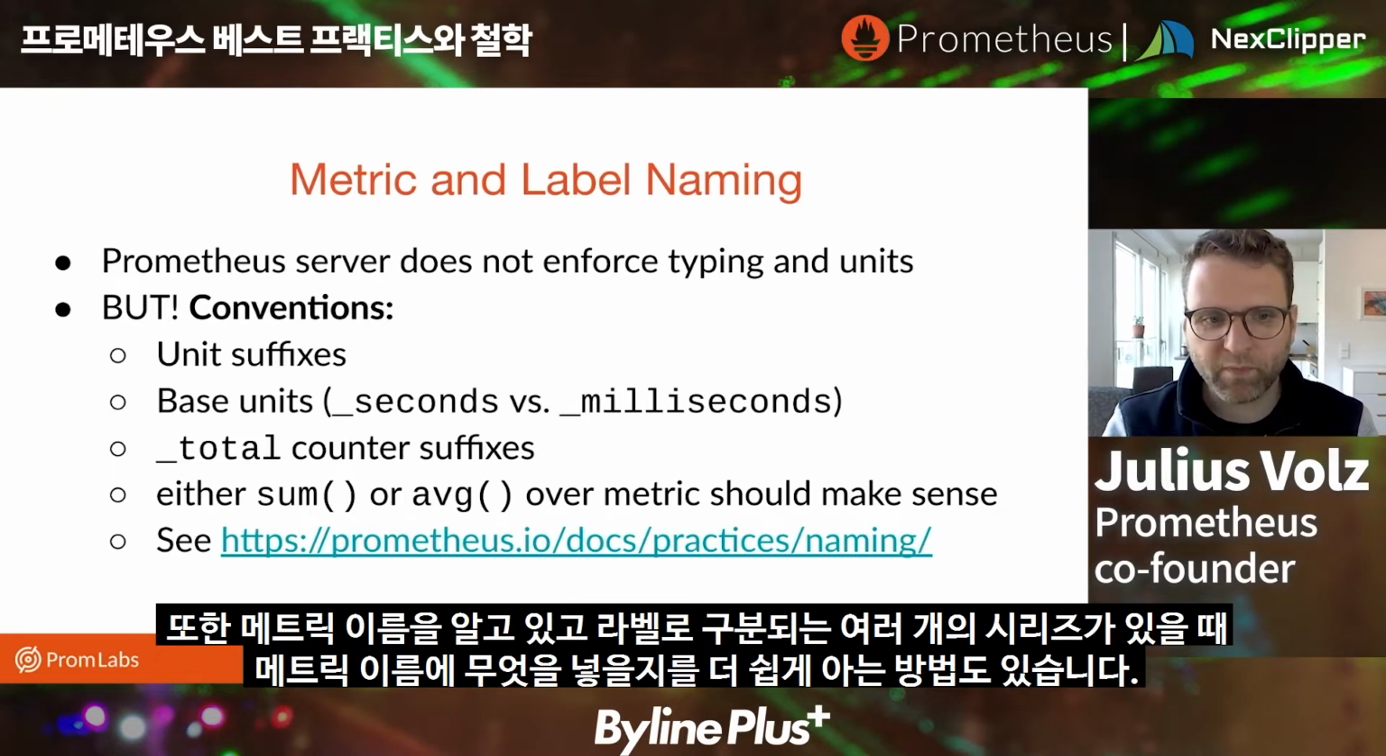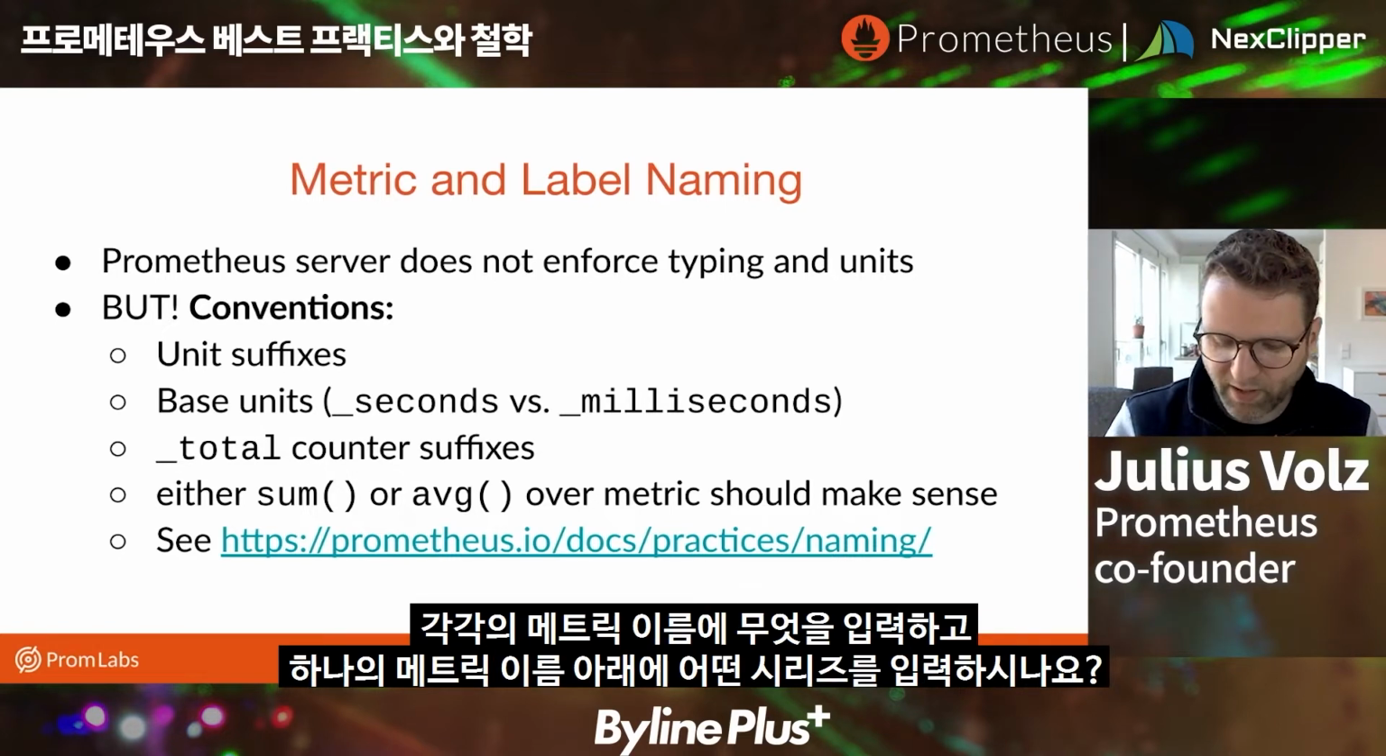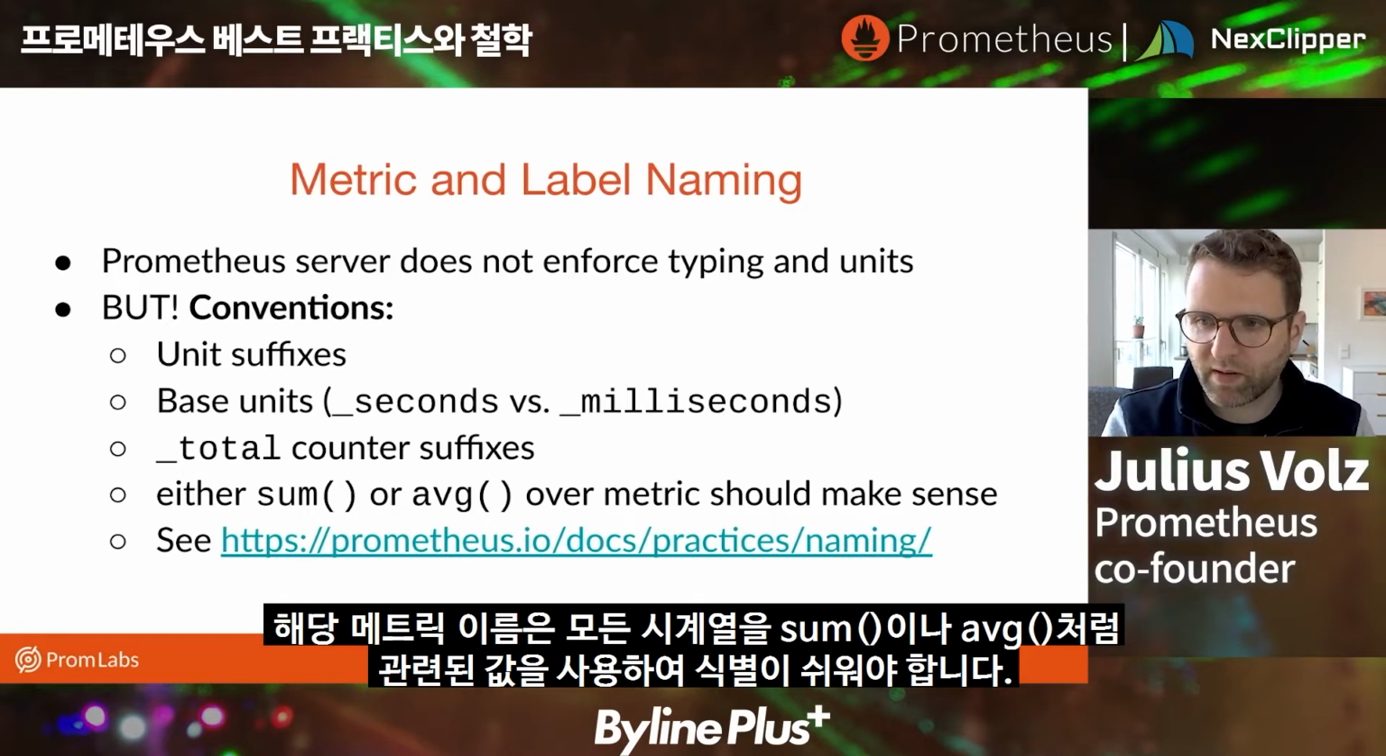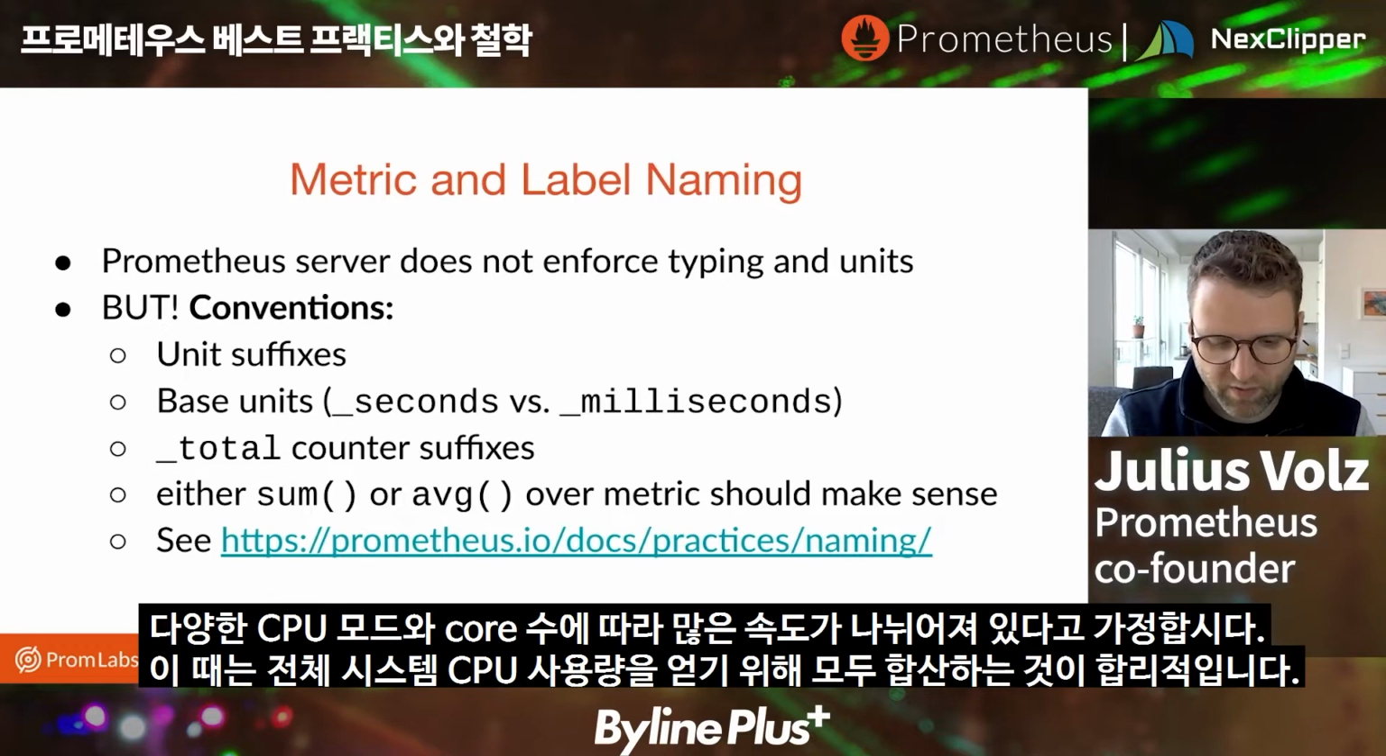There's also a good rule of thumb for what to put into a single metric name. When you have a metric name and you have many time series in there that are differentiated by a label, what do you put into separate metric names versus what series do you put under one metric name? A good rule of thumb is that it should either make sense to sum or to average over all the different time series of that metric name. So let's say you have a lot of CPU rates split up by the different CPU modes and CPU cores. It would totally make sense to sum over all of them to get a total system CPU usage.